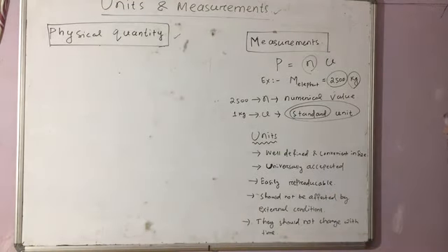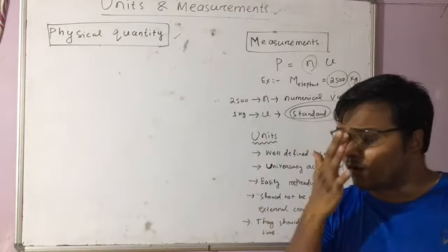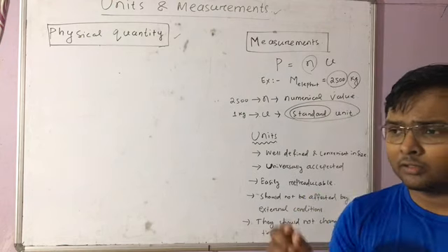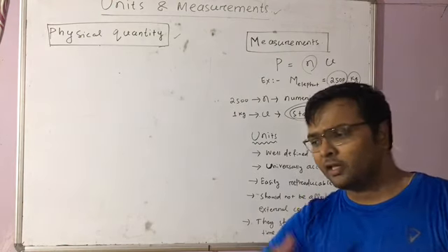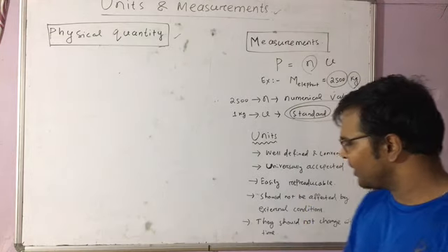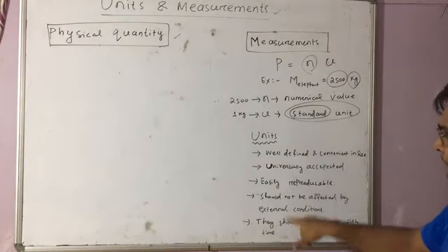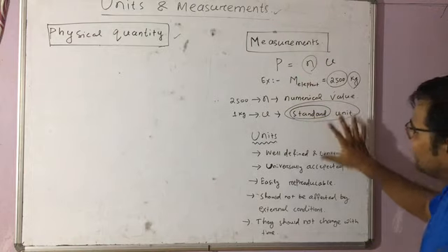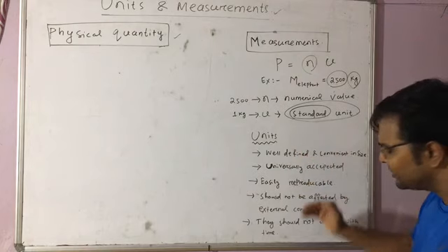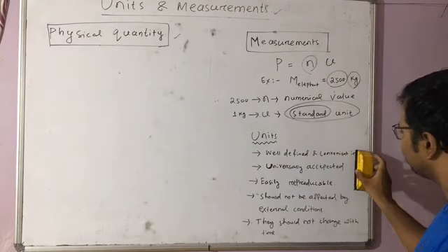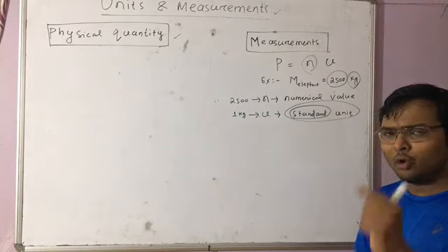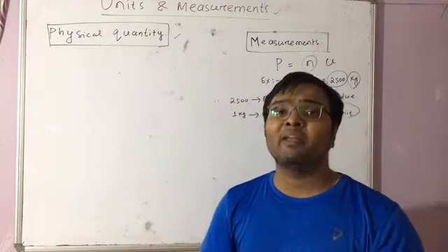They should not change with time. They must have a fixed value, because suppose 200 years back the value of 1 meter was different from now, then there would be a discrepancy in the study. That's why it should not change with time. Clear? So based on these points, we have devised a system under which all the physical quantities are measured.